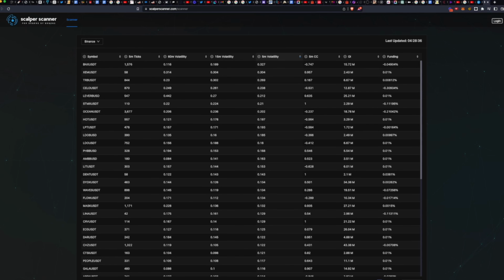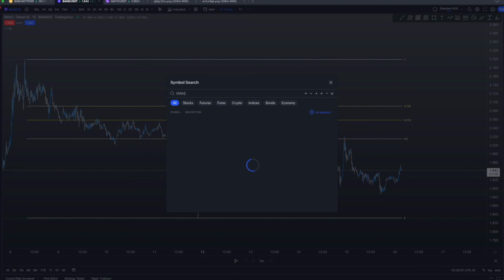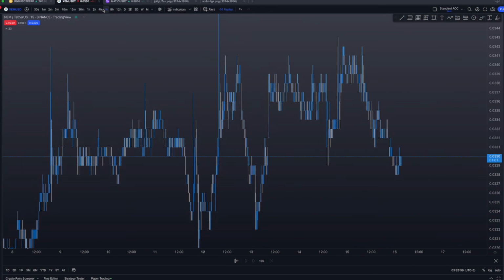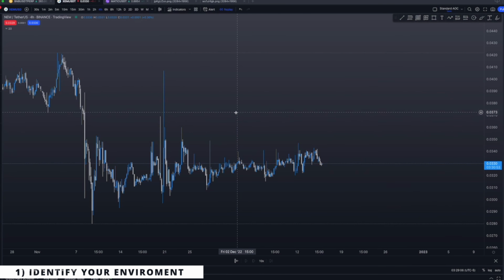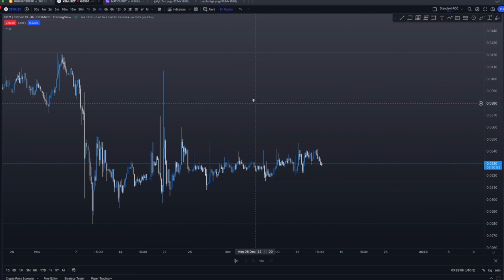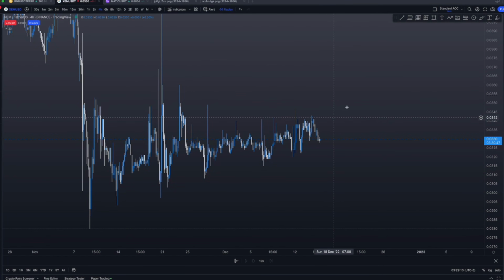So now all I'm going to do is move away from ScalperScanner. I'm going to go to a coin like XEM. And the first thing I'm going to do, as I've always taught my students, is identify your environment. So that's going to be a higher time frame, right? So that's step number 1. You can write that down. Also, I highly recommend you take some notes during this video. It's going to help you out a ton.